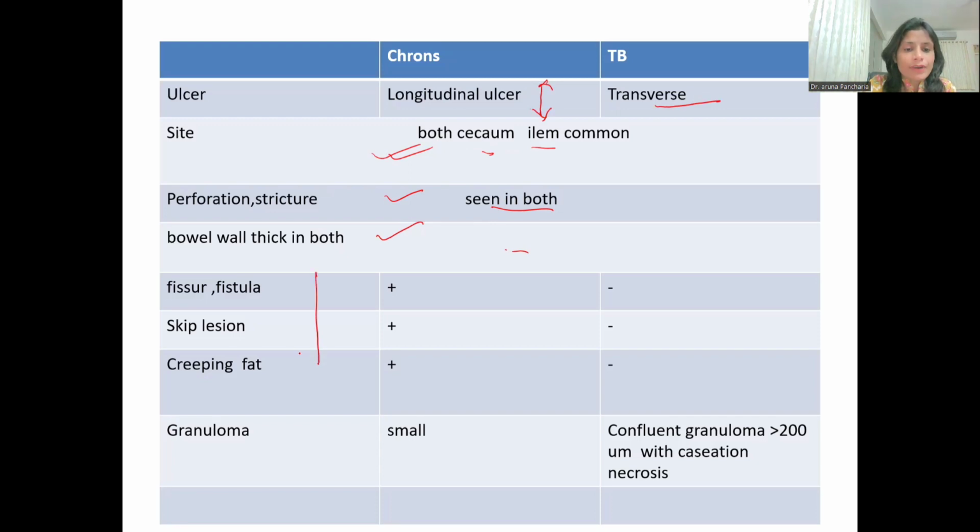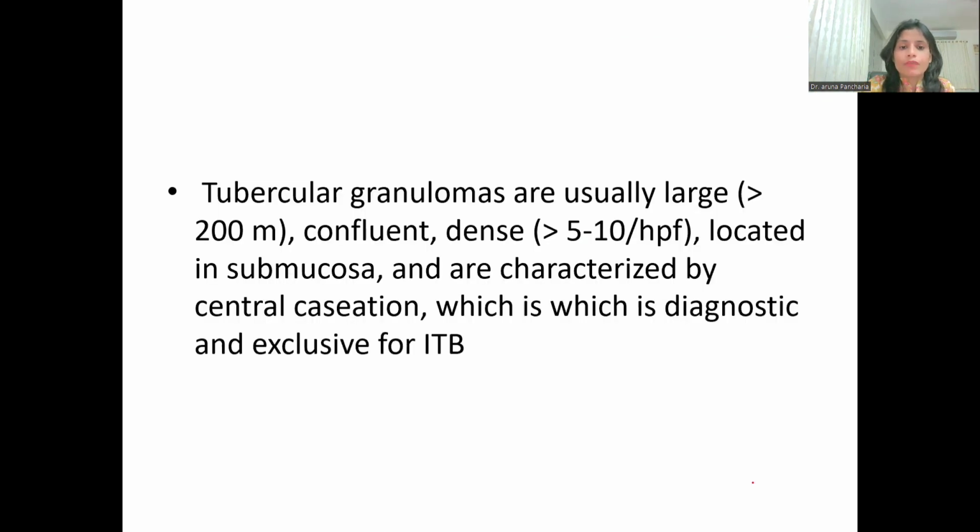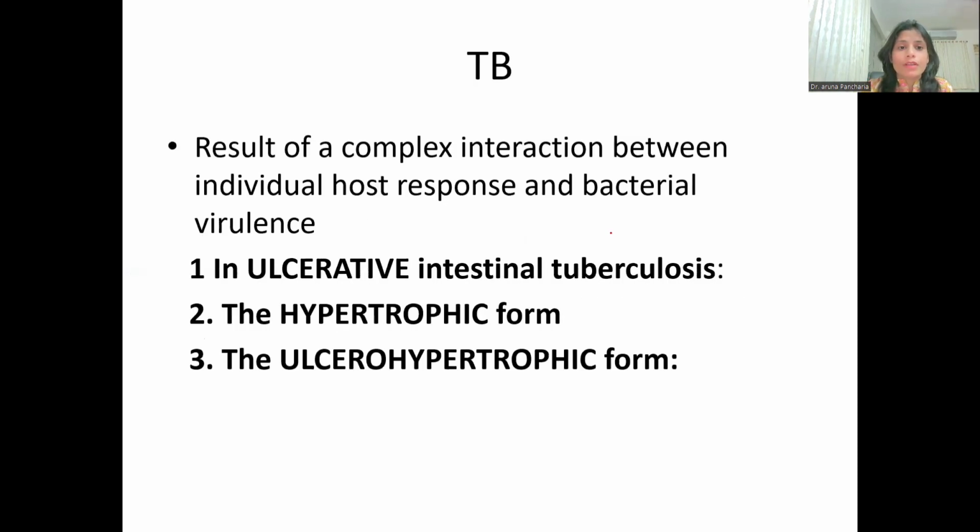These three findings, creeping fat, skip lesions, and fissure and fistula, are seen in Crohn's disease, and they are negative in tuberculosis. In both diseases, granulomas are seen, but confluent granulomas, and granuloma size more than 200 micrometers with central caseating necrosis, are the characteristic finding of TB. And confluent granulomas in a high power field, even in TB, we can see more than 5 granulomas or up to 10.